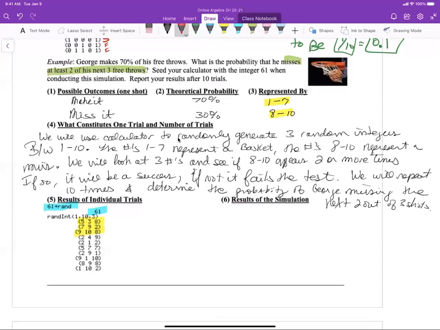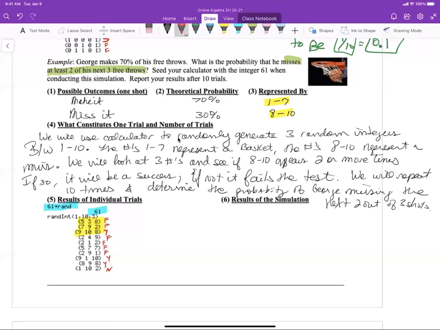Okay, so what are we looking for? We are looking to see that he misses at least 2 of his next free throws. So I need to miss at least 2 of his next 3, so I need 2 numbers between 8 and 10. So the first one fails, I only have one 8. The second one fails, I only have one 9. The third one passes, so this is a yes or a success if you'd like. The next one is a fail. This is a fail. This is a fail. This is a fail. This is a yes. I have 2, I have a 9 and a 10. I have all 3. So that one works. And this one I have no, okay, or fail.